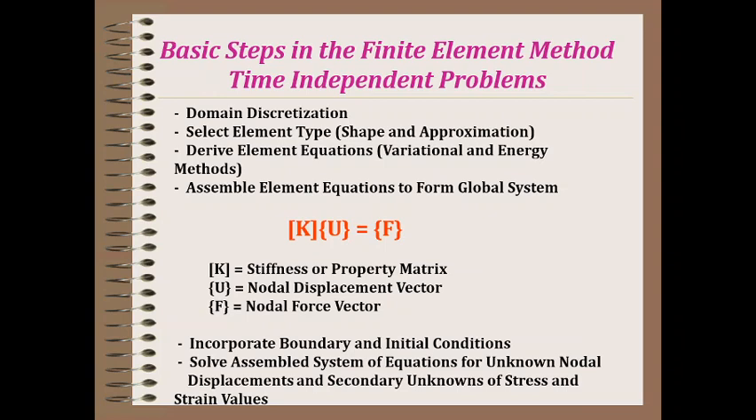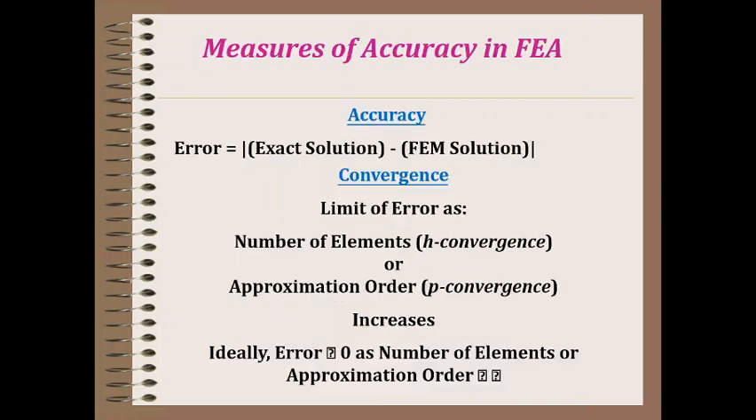So for time independent problems, that is domain discretization. Already I told you domain discretization means subdividing the parts and selecting the element type. We want to select the element type, shape and approximate function, and we want to derive the element equations, and after that we want to assemble the element equations using the stiffness matrix, stiffness times displacement is equal to force. Then incorporate boundary and initial conditions, and we want to solve the assembled system of equations for unknown nodal displacements and secondary unknowns of stress and strain values.